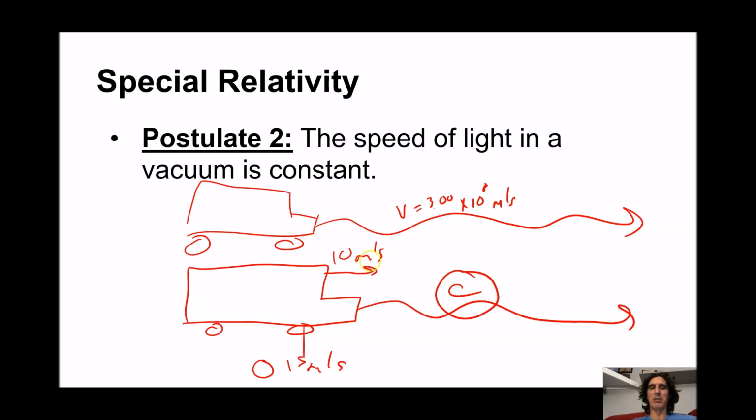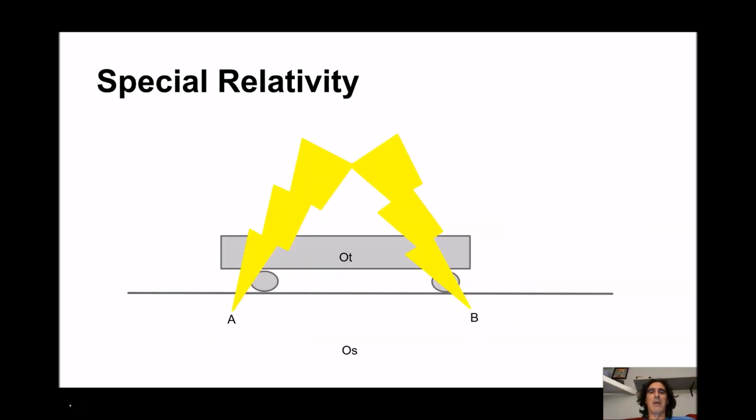That's an important postulate because it's going to affect how time and distance change based on the fact that the speed of light is constant. We're first going to talk about how time is affected by the fact that light travels at a constant speed, and then we'll talk about how distance is affected as a consequence of light traveling at a constant speed.